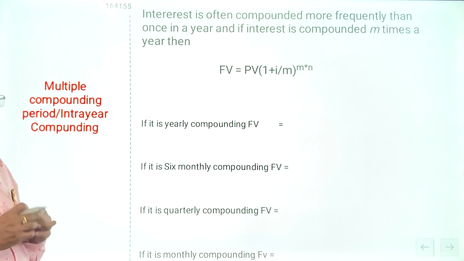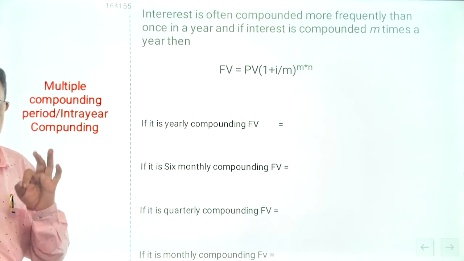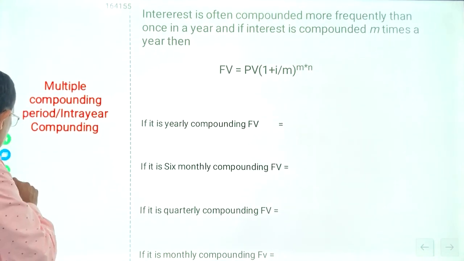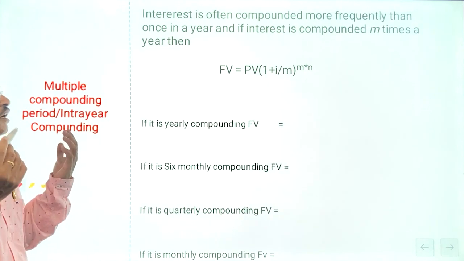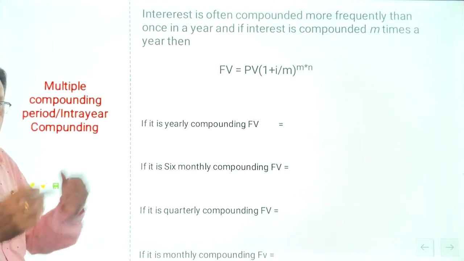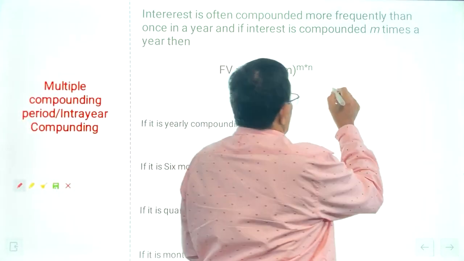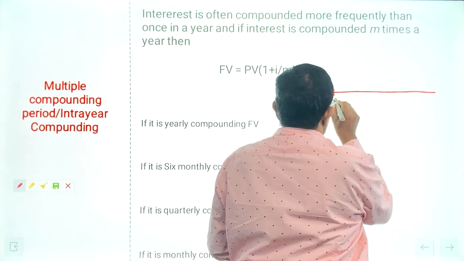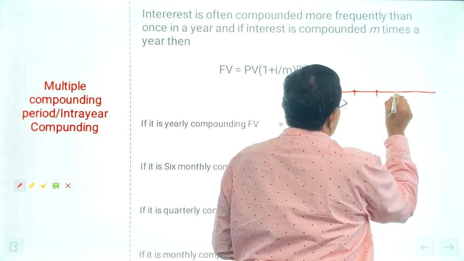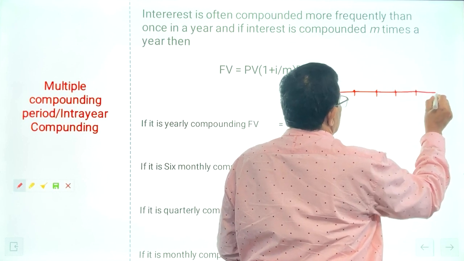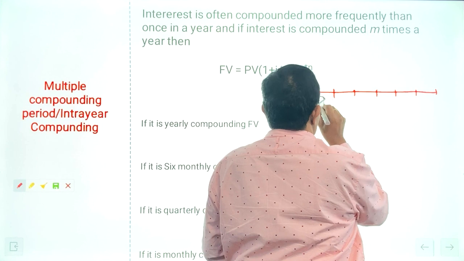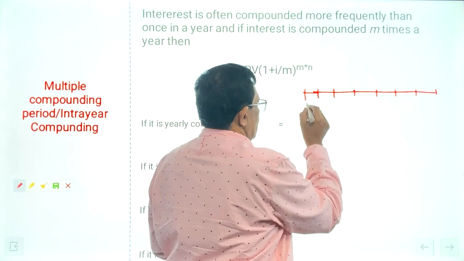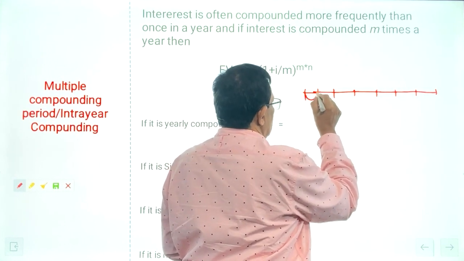We need to understand that compounding need not always be for a year. Compounding can be for many times, m times in a year. For example, if there is going to be a time scale wherein I am depicting different periods, here I am saying that it is 1 year. The compounding is going to be done like this.